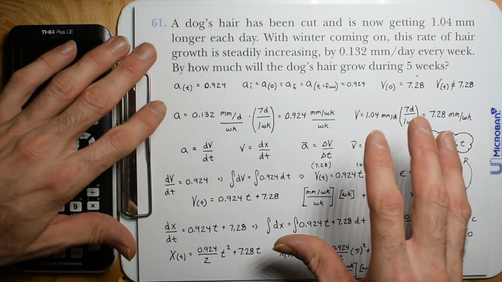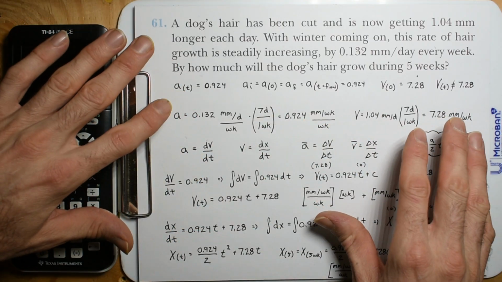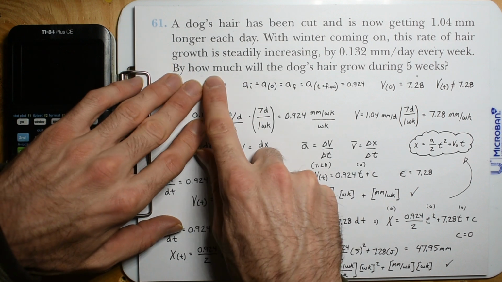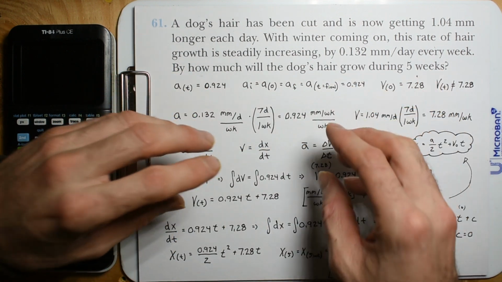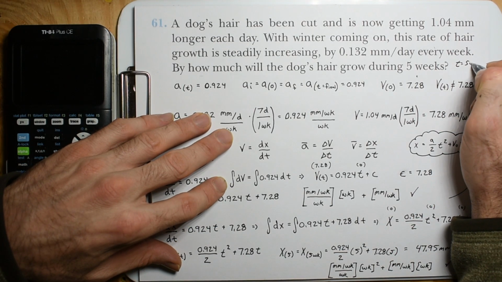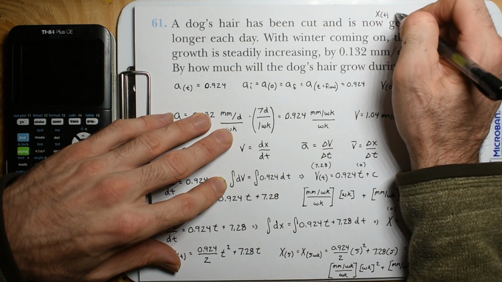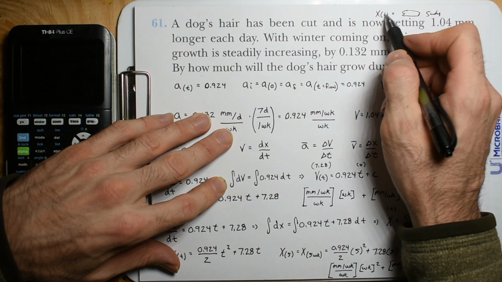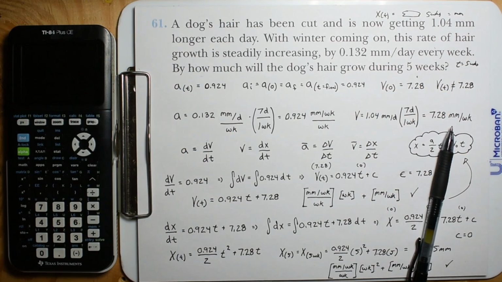Now, the kicker on this problem is to change the units right up front. We go to the question. The question wants to know how much the dog's hair will grow during 5 weeks. So we want an equation where we plug in t equal to 5 weeks. We want an equation for position, something at 5 weeks, and that's going to pop out millimeters. That's what we're shooting for.